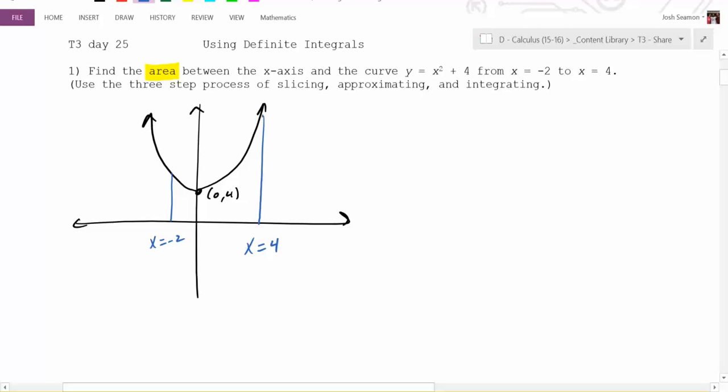Nice. So if you wanted to find that area, what would you need to do to find the area of that region? What's the integral you would need? The integral from what to what? Negative 2 to 4 of x squared plus 4 dx.